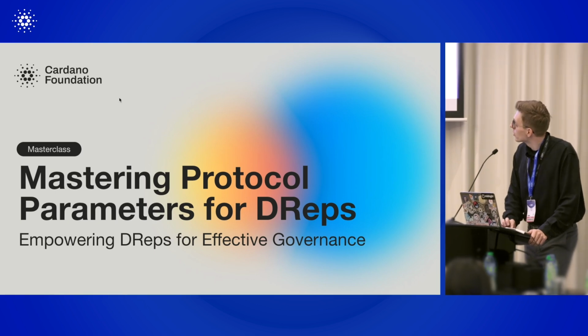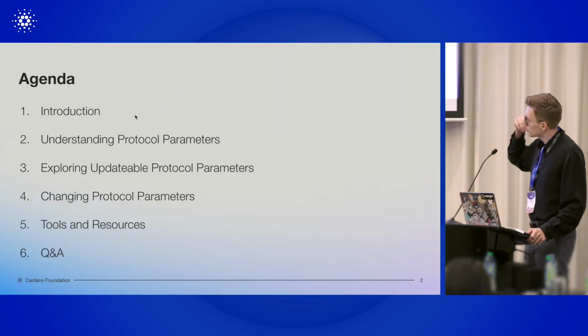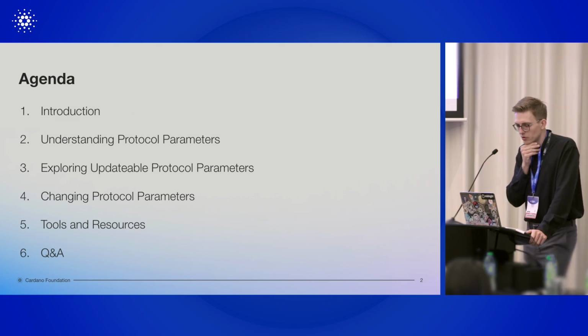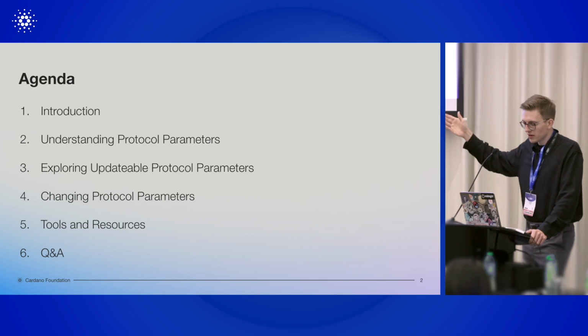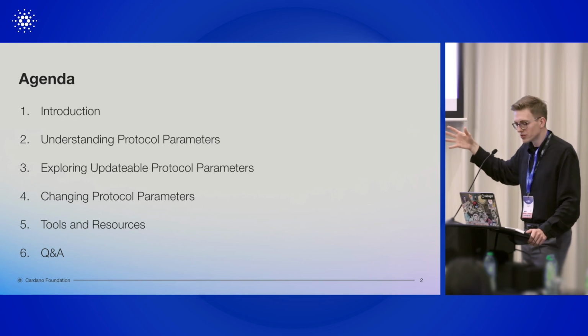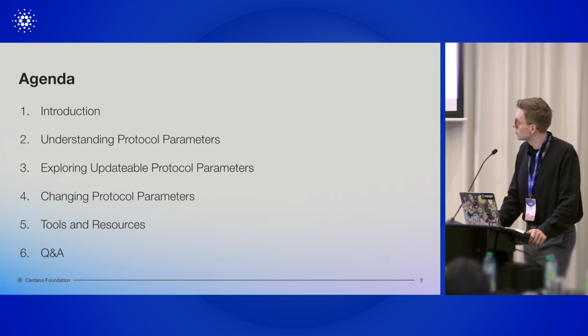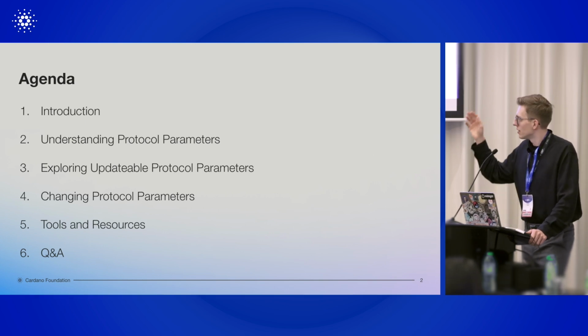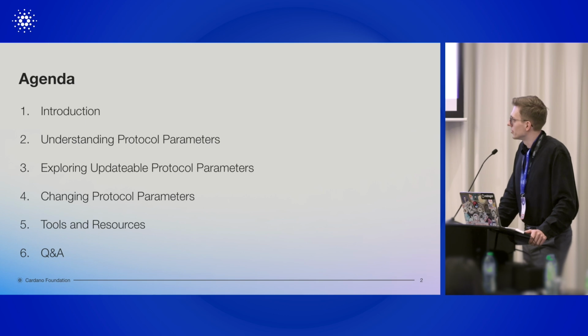Good. So a quick overview. I'll give you a brief introduction to the topic, to parameters in general. I'll talk about the non-updatable and updatable protocol parameters and what that means for you as a DRep. Then we'll talk about understanding the parameters, the different groups that are there. There are 4 distinct groups. And then we will take a deep dive into these 4 groups. And we call them the updatable protocol parameters.